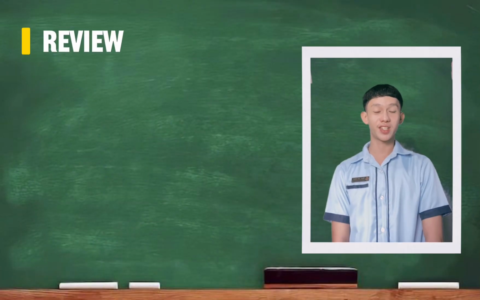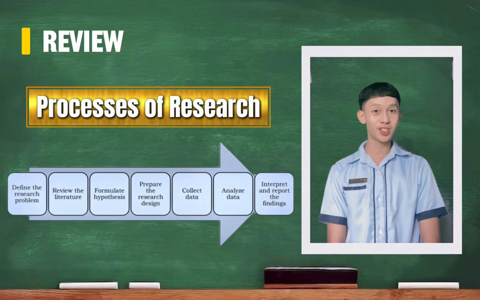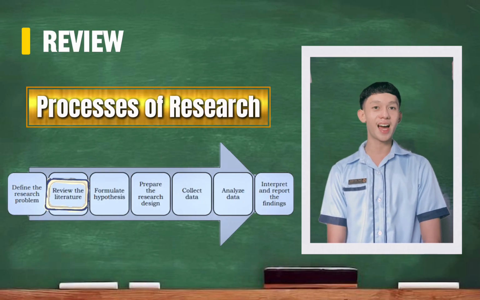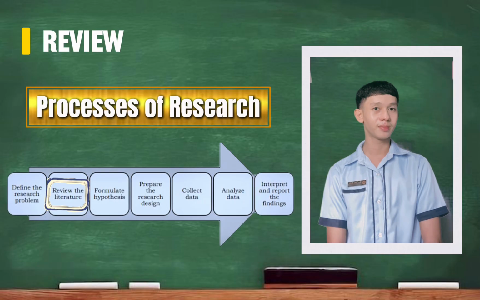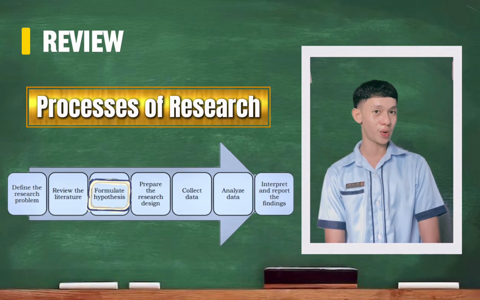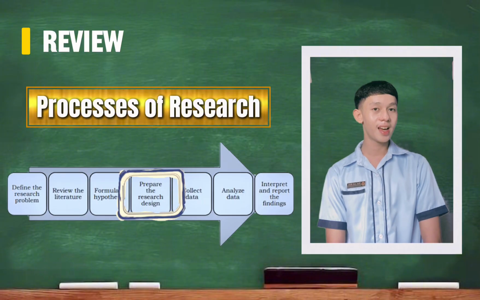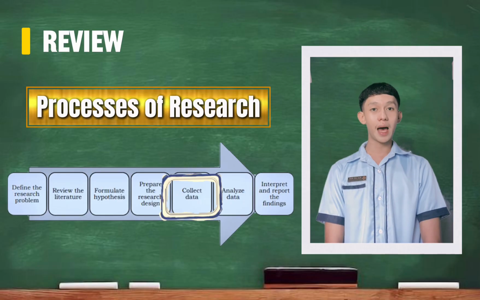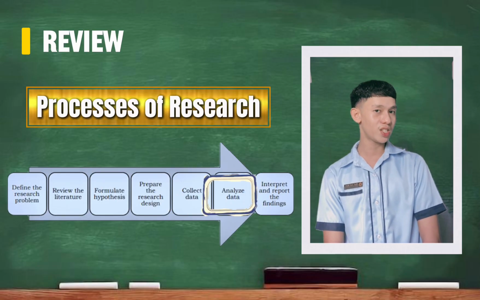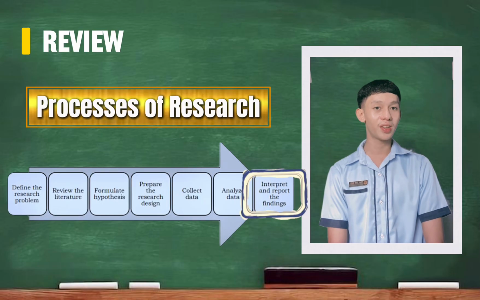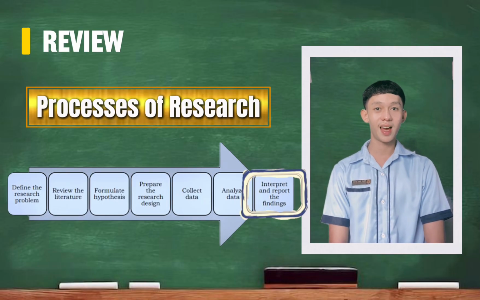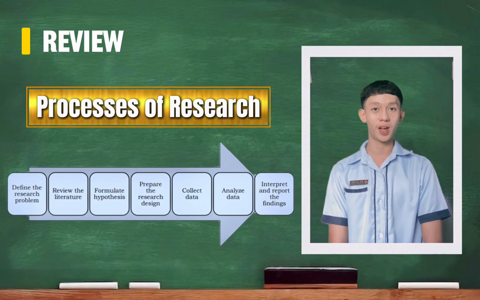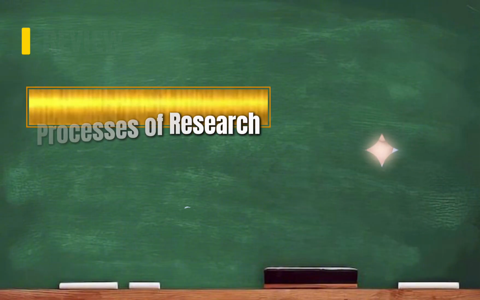So in our previous lesson, you have learned the different processes of research that starts with finding a specific question or issue to study, looking at previous studies to see what's already known, making a testable guess about the results, planning how to carry out the study, gathering information through surveys, experiments, or interviews, examining the information to find patterns or relationships, and of course, explaining what the results mean and sharing the conclusion. Now, these are the different processes that you have to follow when you are going to do your research for this subject.